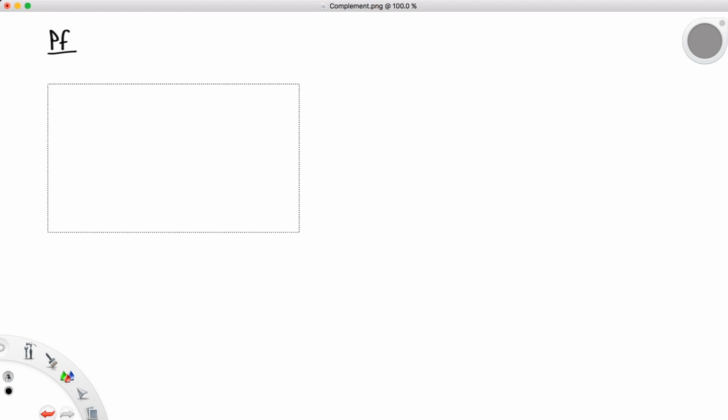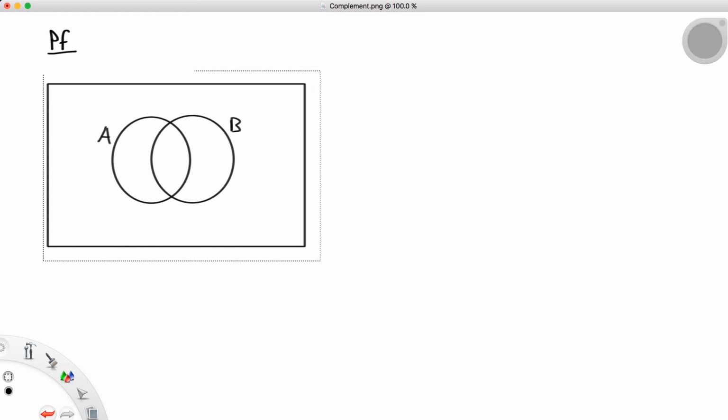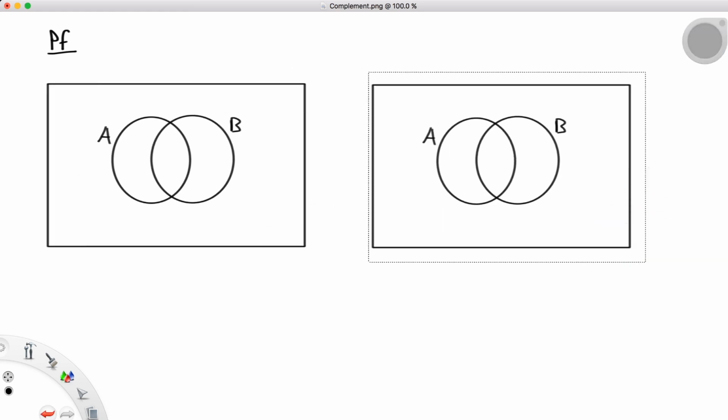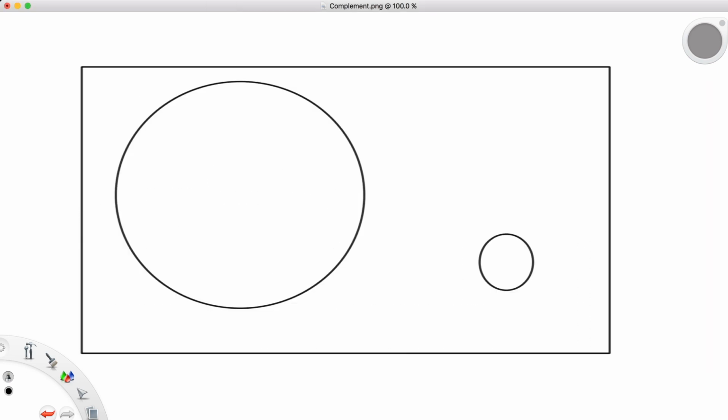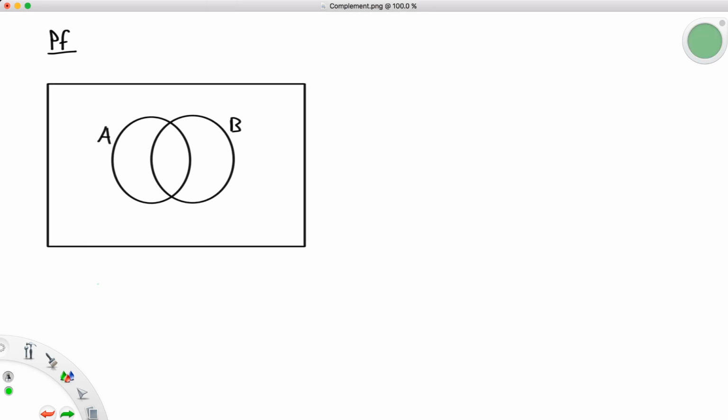We'll let this rectangle represent our universe, and each of these two circles represent some arbitrary set A and some arbitrary set B. And let's copy this and hold on to it as well. Now, I'm going to draw them like this, but these could really be anything within the universe. They could be big sets, small sets, overlapping sets, disjoint sets. It won't change our proof and the result that we get. So let's take a look at the expressions that we have and see if we can use the Venn diagrams to represent them. First, let's examine the complement of A union B.